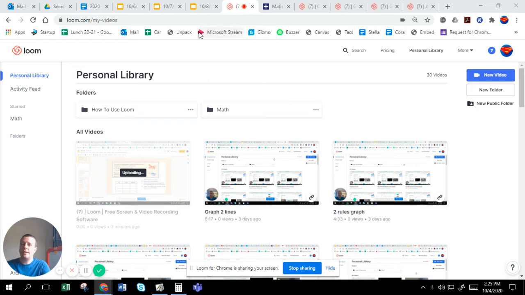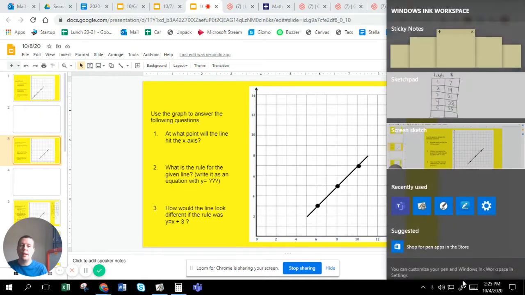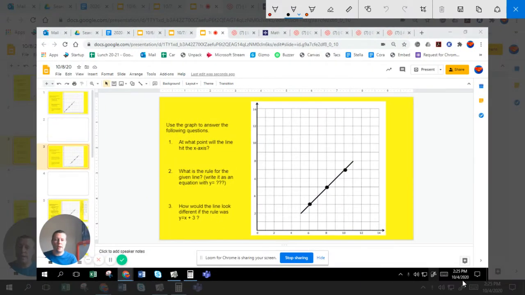So hopefully you've tried out this next one. We're going to see how it went for you. So this next one's a little bit more complicated of a graph with a different rule on it. So let's take a second and we'll figure out what's going on with this one. And hopefully what you've done already matches what's going on. So it says use the graph to answer the following questions.